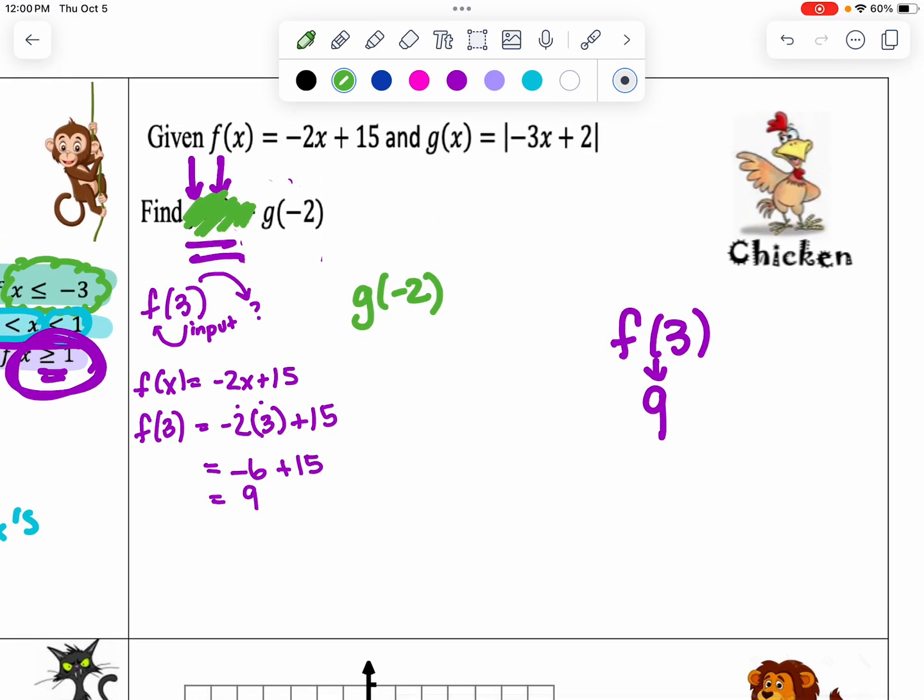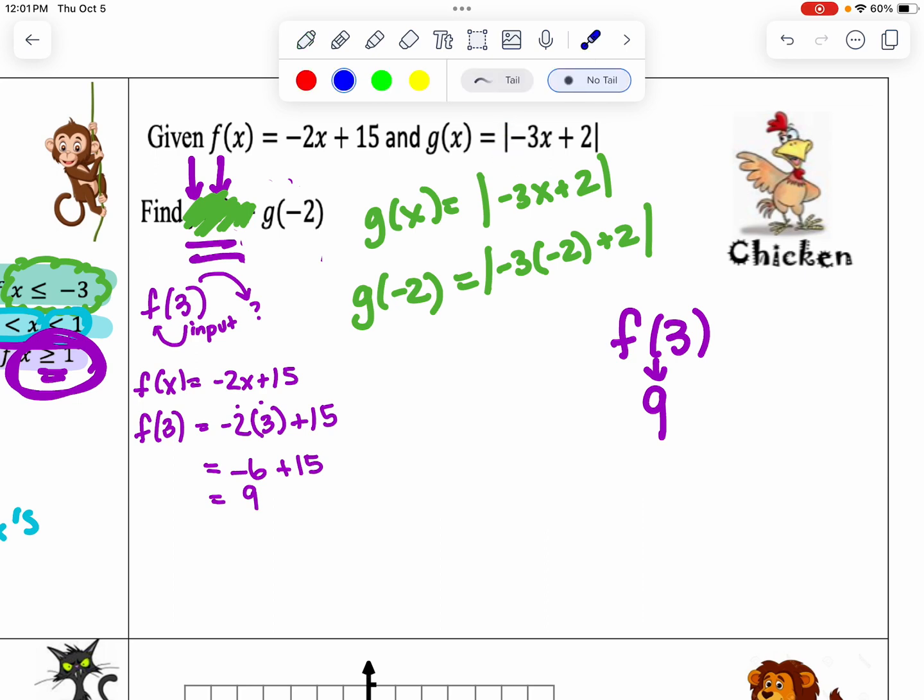And I'm going to replace the x's just like I did before. So g of x is these bars, negative 3, x plus 2. Sorry, that x looks weird. Fix it. All right, so if I want to put negative 2 into this machine, all I'm going to do is replace all the x's with negative 2 and keep everything else as is. So bar, negative 3, x is now input, which is negative 2, plus 2 bars.